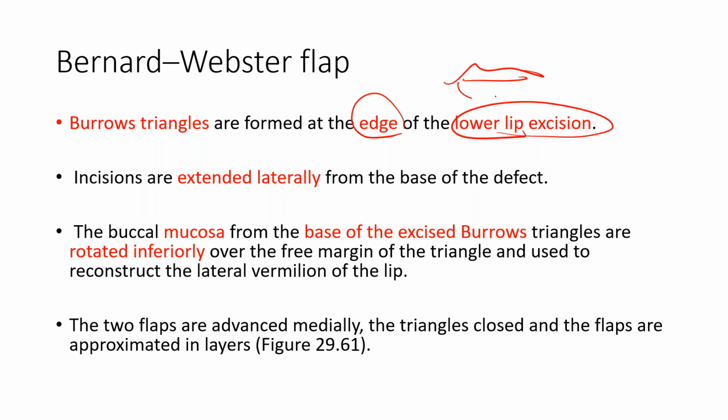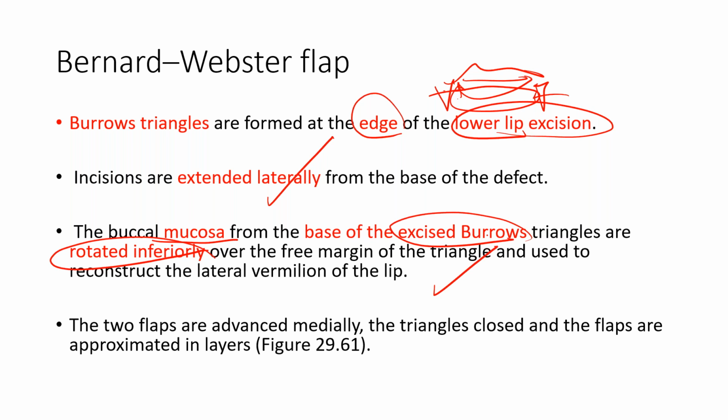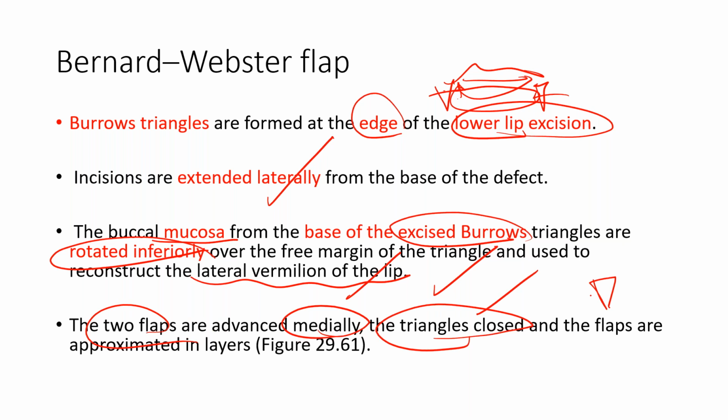So when you take, for example, this much of tumor is there, Burrow's triangles are formed here, so that you can pull the skin this side and this side, and extend laterally from the base of the defect. The mucosa from the base of the excised Burrow's triangles is rotated inferiorly, and the free margin is closed to reconstruct the lateral vermilion of the lip. So these are all the techniques that you are going to do. The flaps are advanced medially and triangles are closed. As I already told you, when the flaps are advanced medially, the triangle closes automatically.